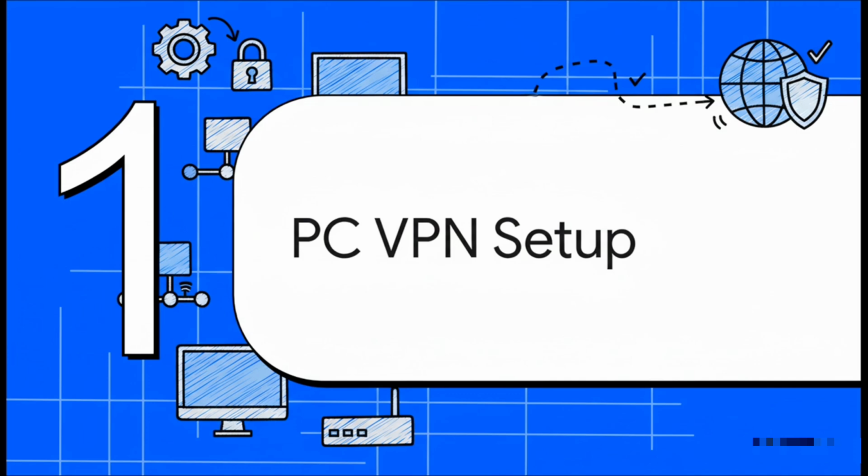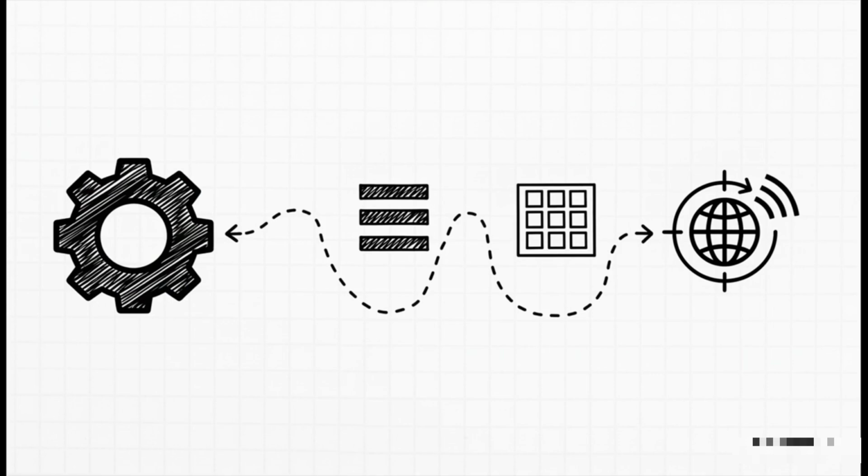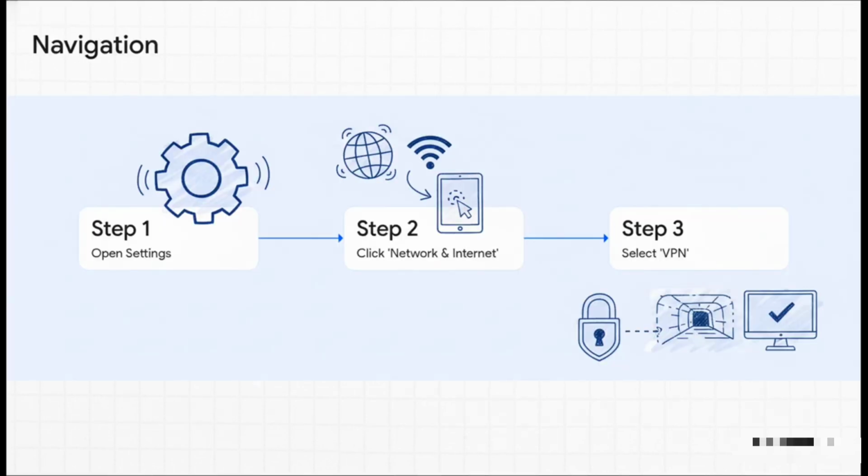All right, first things first, the PC setup. We're going to start by just navigating to the right little corner of your Windows settings. It's literally just a few clicks away. Okay, before we can add our new VPN, we have to actually find where Windows keeps all the VPN settings. It's kind of tucked away, but it's a straight shot from your main settings menu. Ready? Let's do this together.